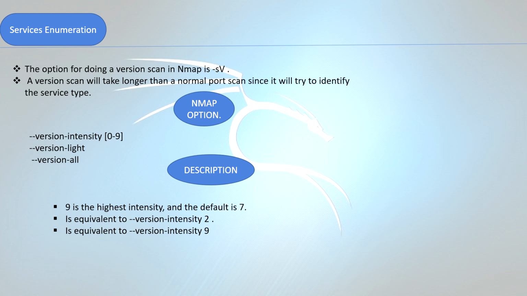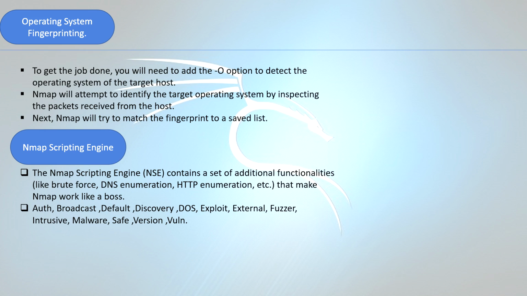Next, service enumeration. Doing a version scan will take longer than a normal scan, as it identifies the service type. Next options: version-light and version-all. The highest intensity is 9, the default is 7. Version-light is equivalent to version-intensity 2, and version-all is equivalent to version-intensity 9.